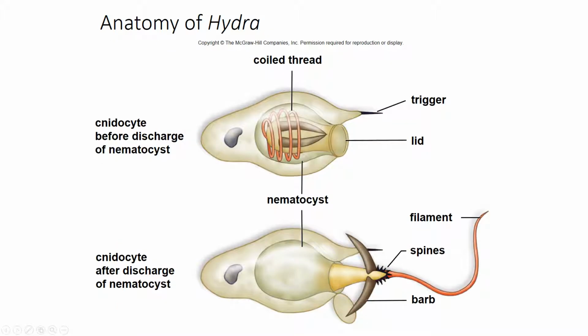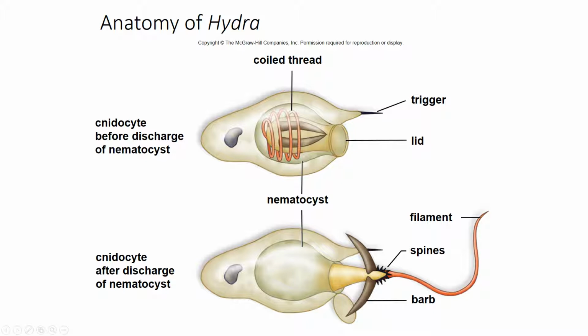These nematocytes close up are kind of scary looking. Basically, they have a trigger there, and if it gets tapped or touched, then the spines and the barb will come out and the filament will sting the prey. And that's how a lot of hydras and also cnidarians trap their prey. It's sort of like a poison dart. And when you have a lot of these, that's actually very paralyzing for their prey.